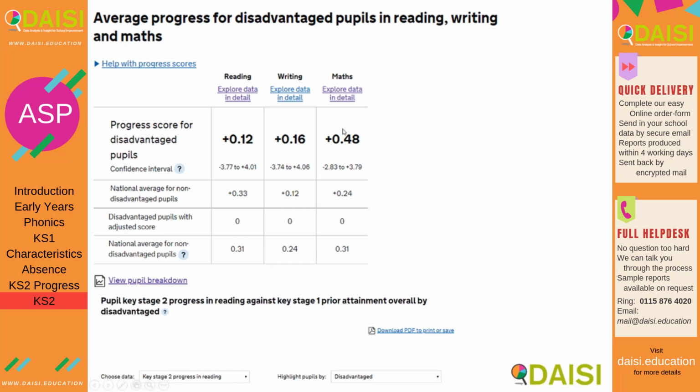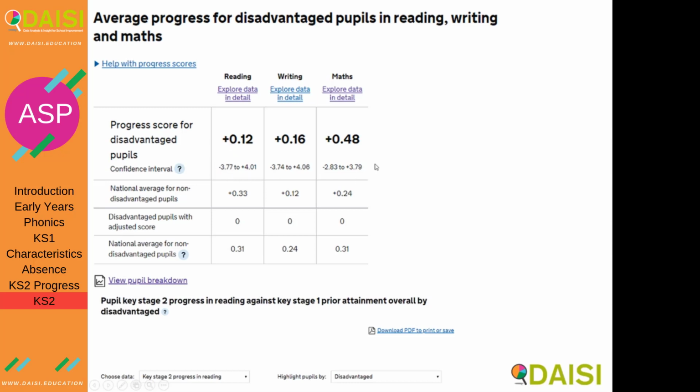So here we can see our progress. You can see the confidence interval, so you know if it's significantly above or significantly below. However, that is not actually calculated. And you can see the national average for non-disadvantaged pupils. Then you can view the pupil breakdown at any point. That will give us the scatter plots that we had previously looked at.